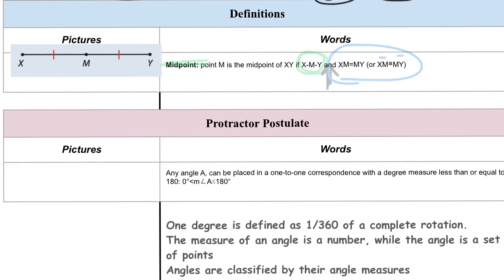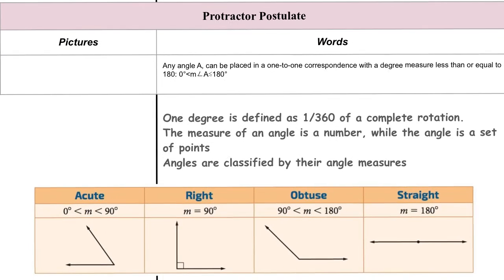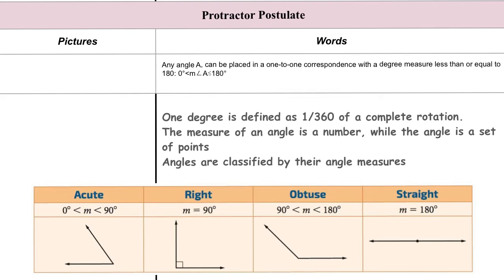So let's continue moving down. The protractor postulate tells us that any angle A can be placed in a one-to-one correspondence with a degree measure less than or equal to 180. Here's what that says in fancy words. It just says that you can measure angles, period. But an angle has to be larger than 0 degrees and less than or equal to 180 degrees. You can have a 180 degree angle because it's less than or equal to. Hopefully you noticed that. But a 180 degree angle is a straight angle or a straight line.